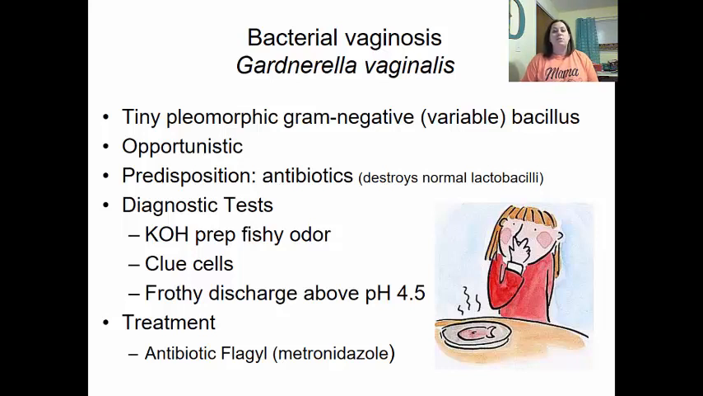The diagnostic test is to do a KOH prep. When we do a KOH prep and put the potassium hydroxide on, it actually has a fishy odor to it. We are also going to look for clue cells and the frothy discharge. Treatment is the antibiotic Flagyl.